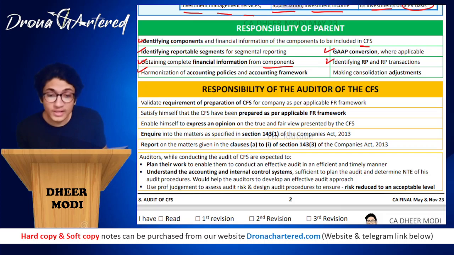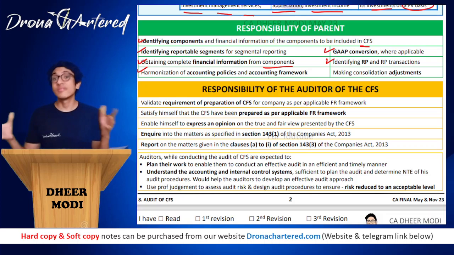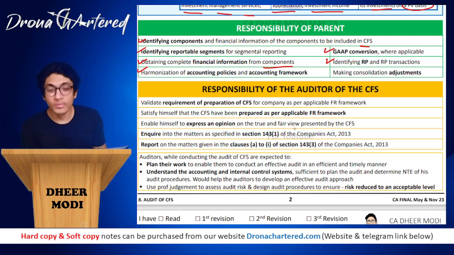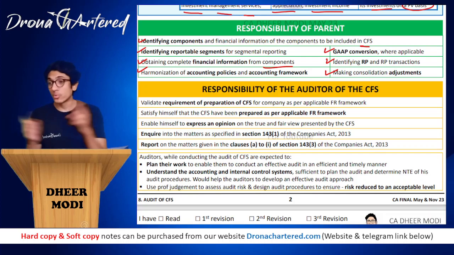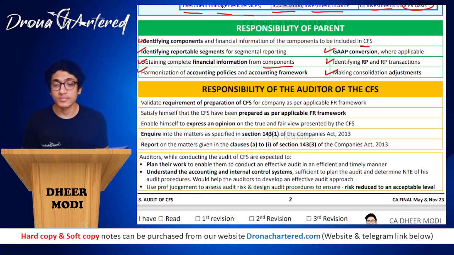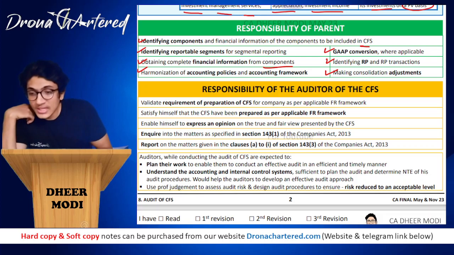Next is identify related parties and related party transactions. First, you have to identify which are your related parties, then which are your related party transactions, because you will require these during disclosure. And next is make consolidation adjustments. You will have to eliminate any intercompany profits, intercompany losses, etc. All of that comes under consolidation adjustments. Okay, so let's see what key I made for this. Of course, it will be beach themed only.